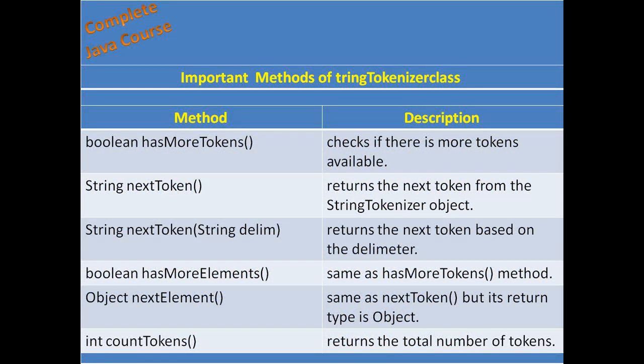Boolean hasMoreTokens checks if there are more tokens available or not. nextToken returns the next token from the StringTokenizer object. nextToken with a delimiter returns the next token based on the delimiter. hasMoreElements is the same as the hasMoreTokens method. nextElement is the same as nextToken, but its return type is Object. int countTokens returns the total number of tokens.